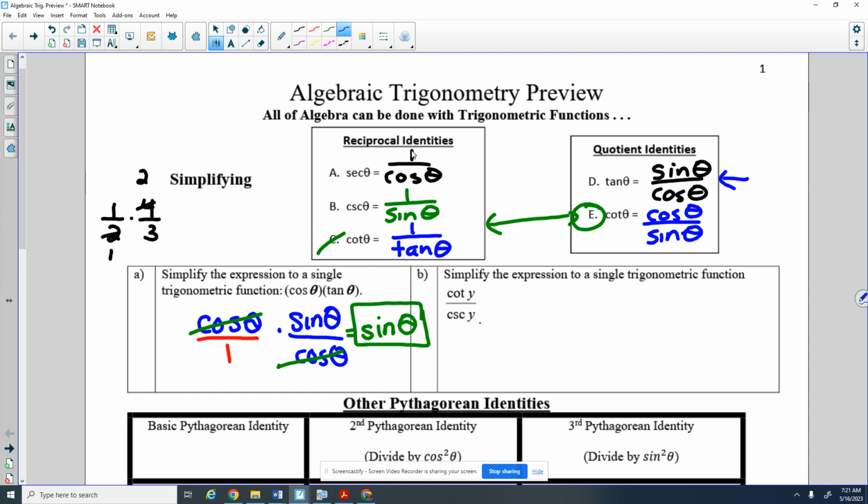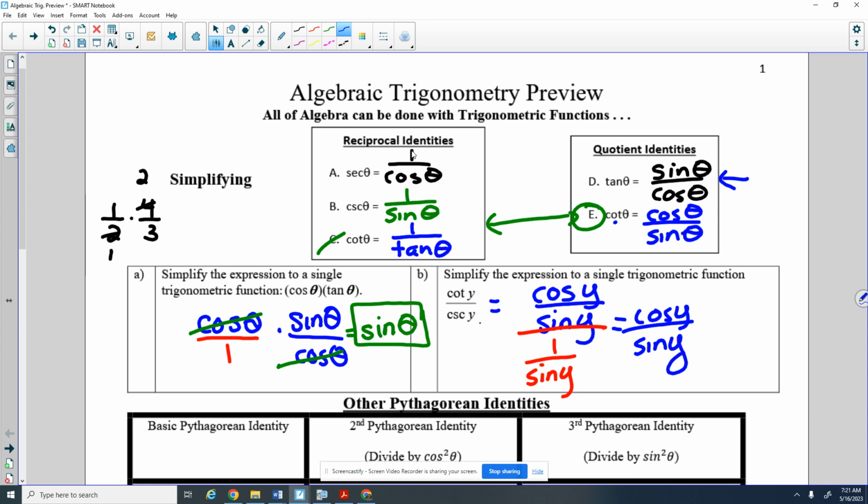With the second one, now we have a fraction, and we have our first chance to pick something for cotangent, and we almost always pick this one. So cotangent of y is equal to cosine of y over sine of y. And cosecant of y is 1 over the sine of y. So now we can keep, change, flip. And in this case, the sines cancel, and we get cosine of y.